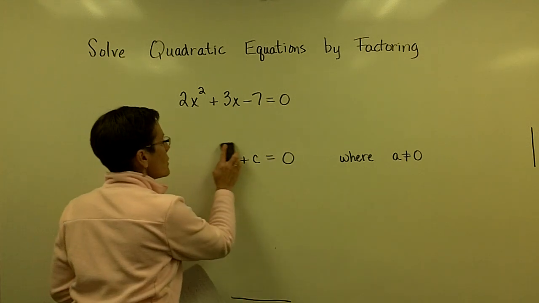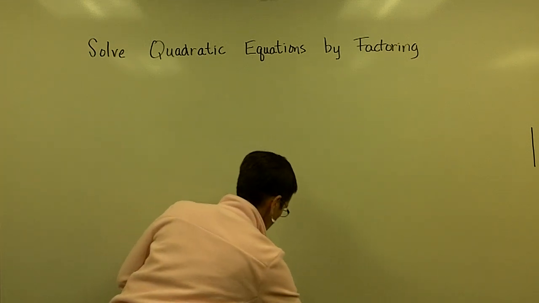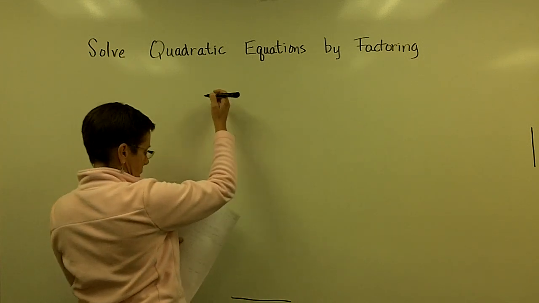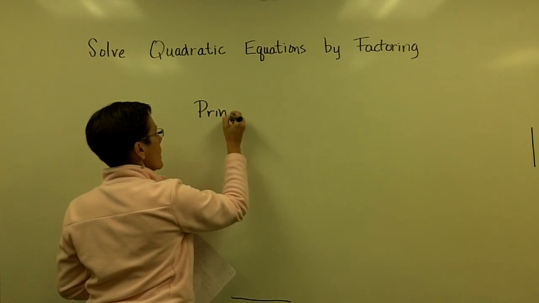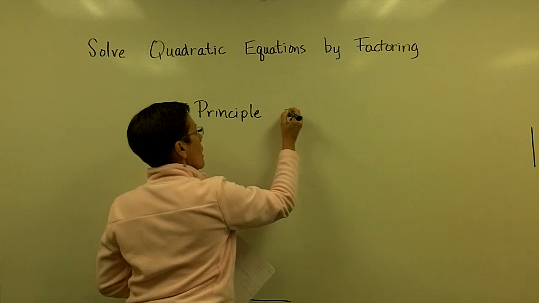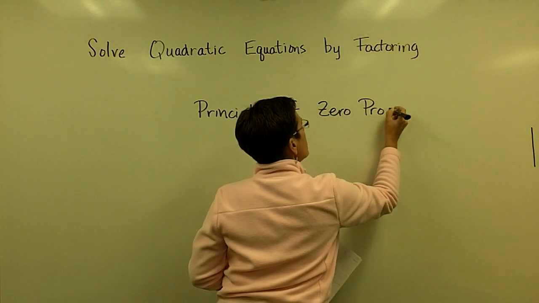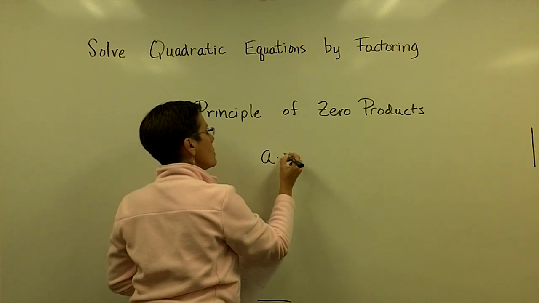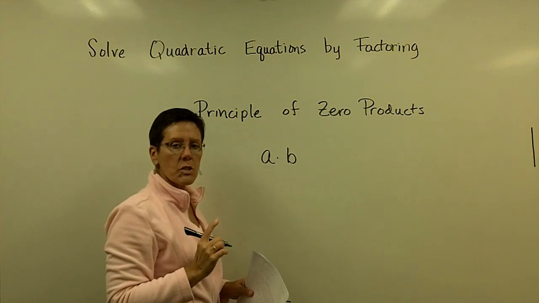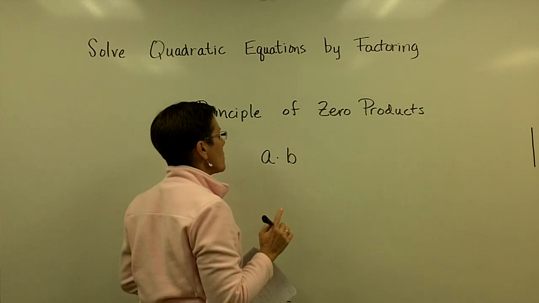Now that we've established that, we're going to take a look at a property or a rule that we use to solve these. It's called the principle of zero products. I'm going to write that down. Principle of zero products. It says that if you take two or more things and multiply them together, it could be more, but we'll only have two for the most part.